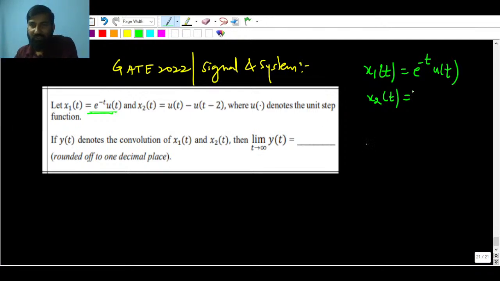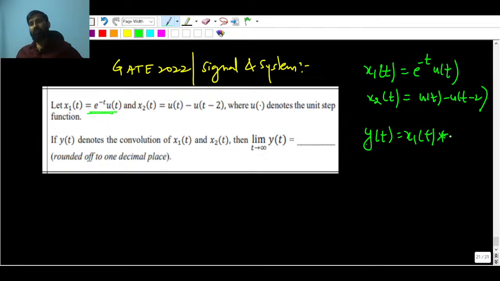x1 and x2 are given here, where u(t) denotes the unit step function. We know all these things from the basics of signals and systems. If y(t) denotes the convolution of x1(t) and x2(t), then y(t) is equal to x1(t) convolved with x2(t). We are in the continuous time domain, remember. We have to find the limit of y(t) as t tends to infinity.